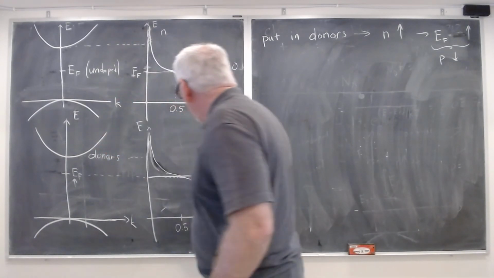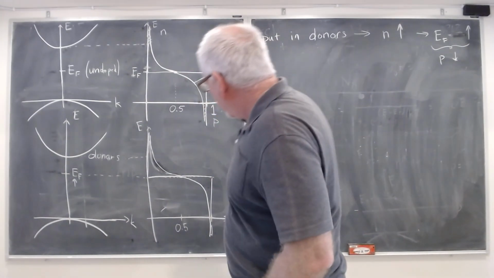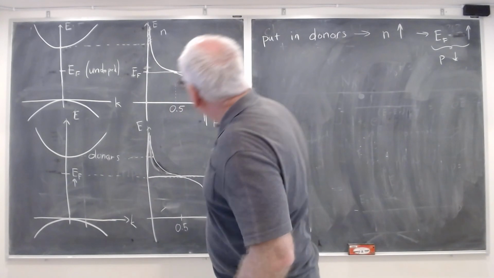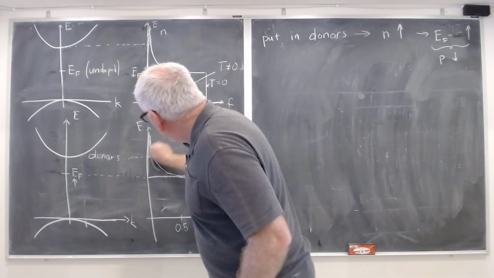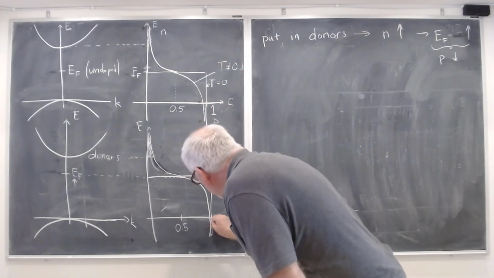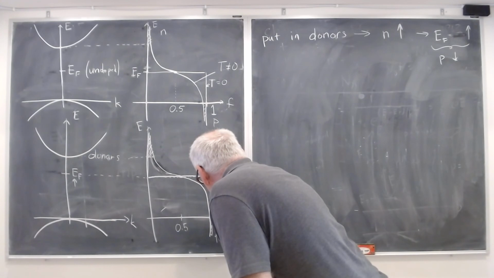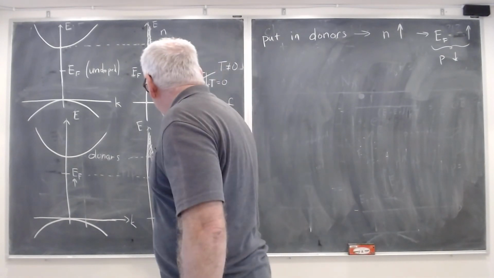Basically what I'm doing is I'm shifting this curve up. And if you try to imagine I did it right, that would go bigger. And this would get smaller. So P would go down and N would go up.